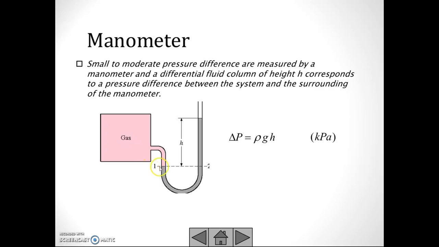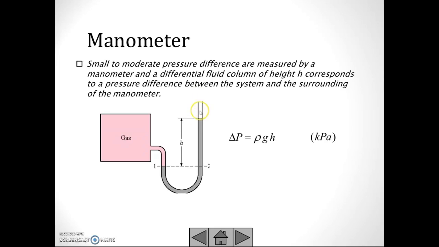If we make this point 1 here, we have gas and we have liquid here. The difference is between the level of the liquid and the beginning of the liquid, from here until here. This is the differential fluid column, represented by the height, which corresponds to a pressure difference between the system and the surrounding of the manometer.